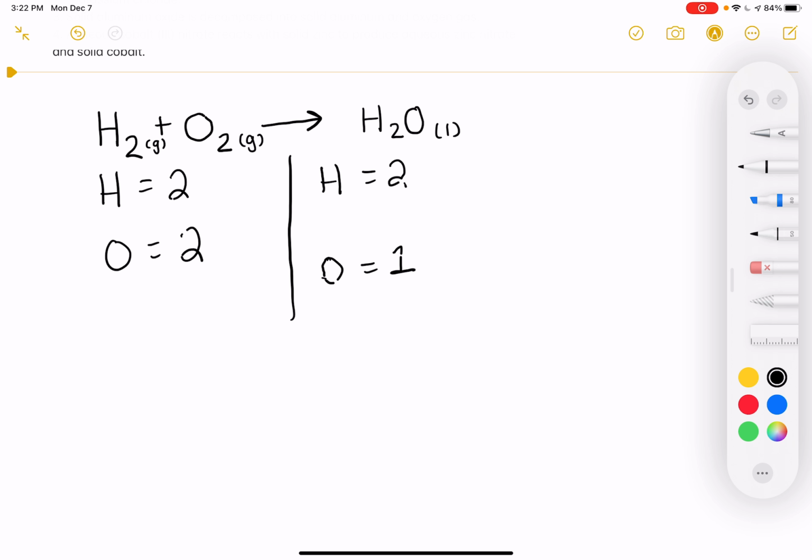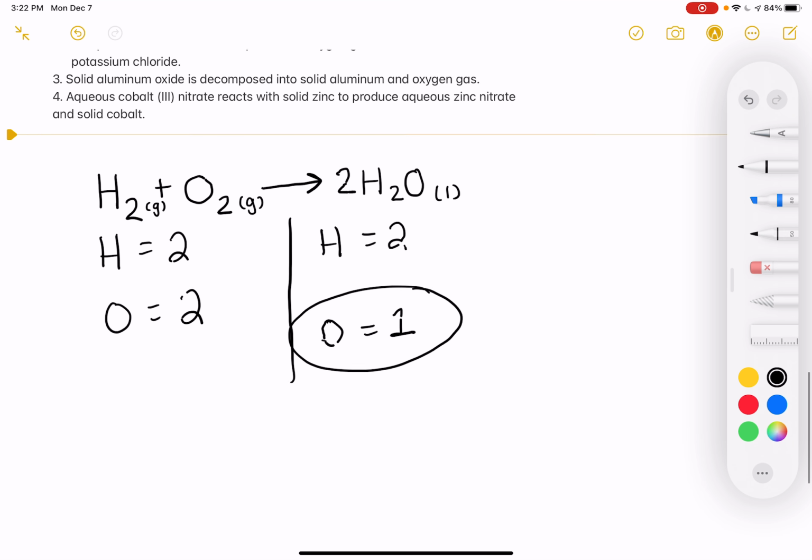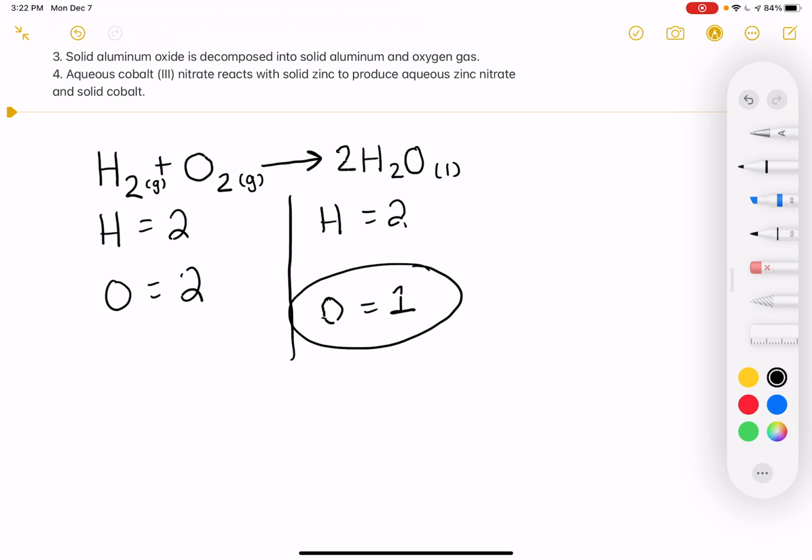Okay, so that's that. So now we need to balance our oxygen. Our oxygen is 1 on the right-hand side, so we need to get 2 there. If we put a 2 in front of there, that'll change our oxygen to 2. But it'll also change our hydrogen. 2 times 2 right there will give us 4.